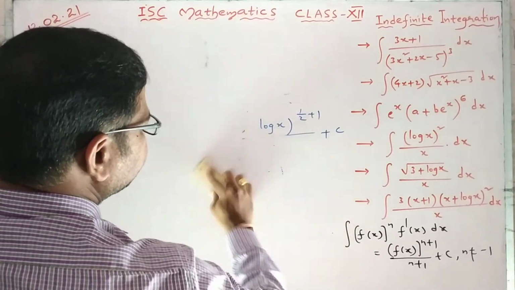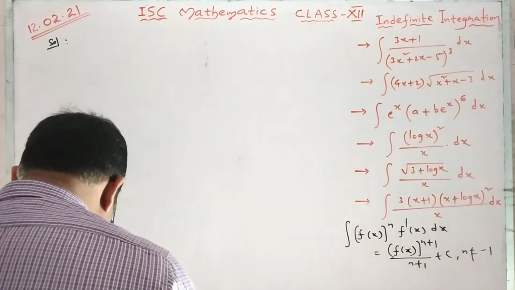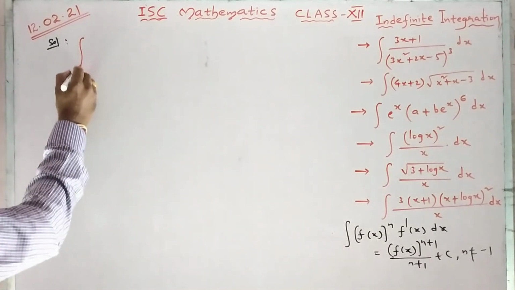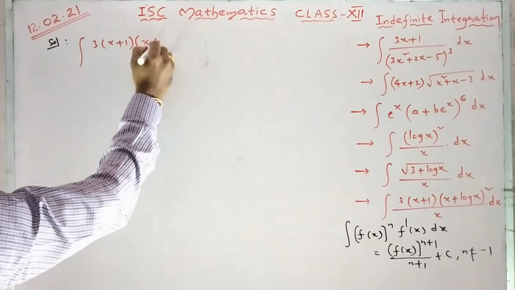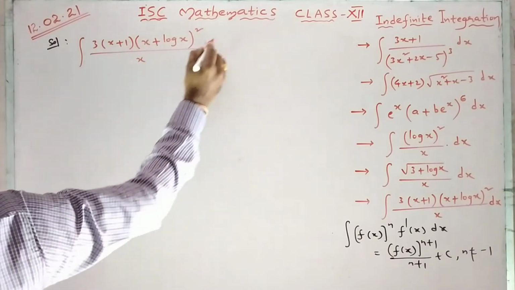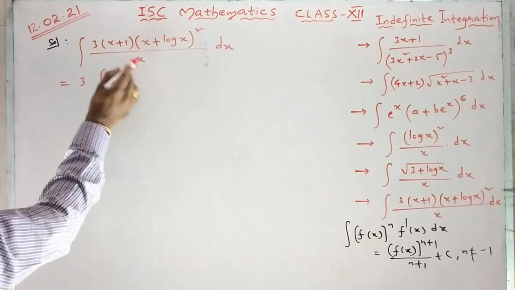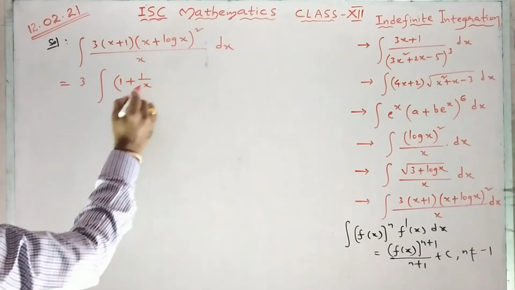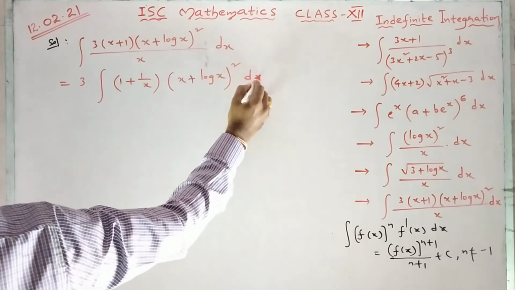See here, standard form of the function is here. Look at the last question, integral 3 of (x plus 1) into (x plus log x) whole square upon x dx equals 3, keep it out, integral. I am splitting like this. x by x means 1 plus 1 by x. Careful here. Into (x plus log x) whole square I am writing as it is.